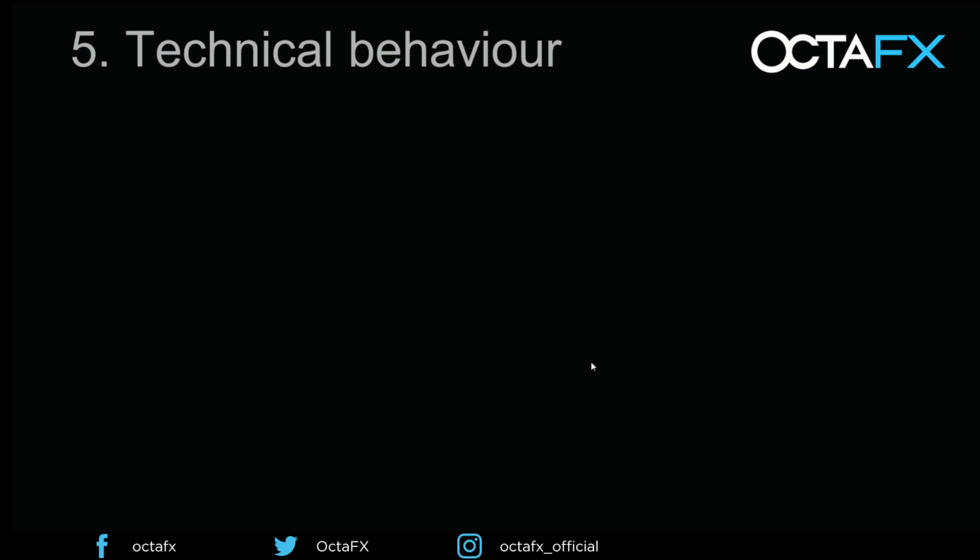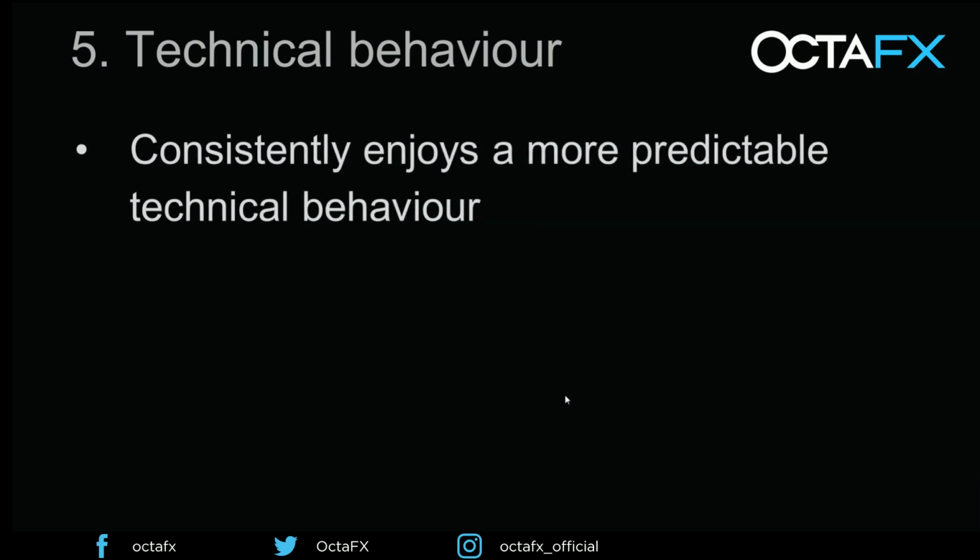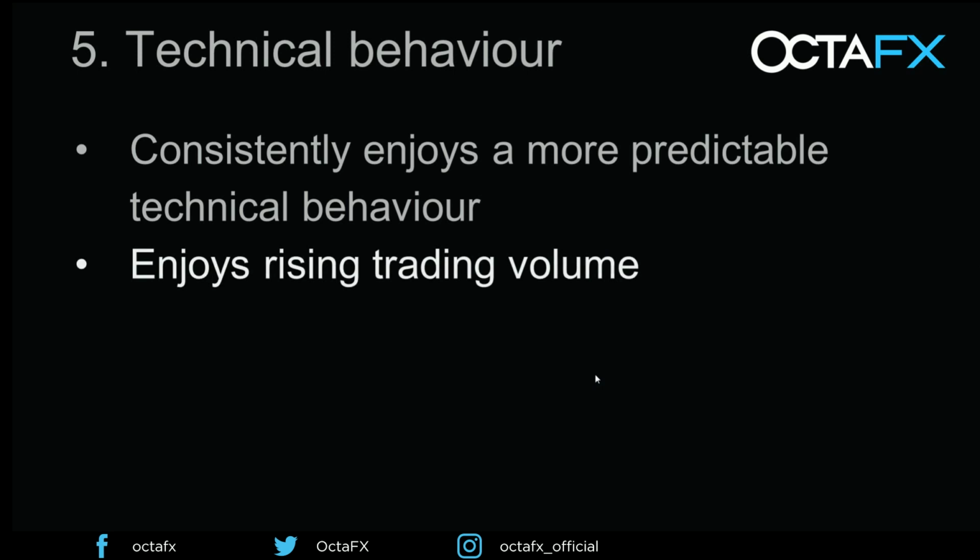Okay, enough about fundamentals. Let's talk about technicals. The Australian dollar in general consistently enjoys a more predictable technical behavior. I publish every quarter a report about the most predictable currencies, and the Aussie dollar does not always top the list, but is always there. It's quite predictable. It enjoys a rising trading volume. It means it's also a bit more predictable, with fewer air pockets, fewer times of low liquidity or low volume.